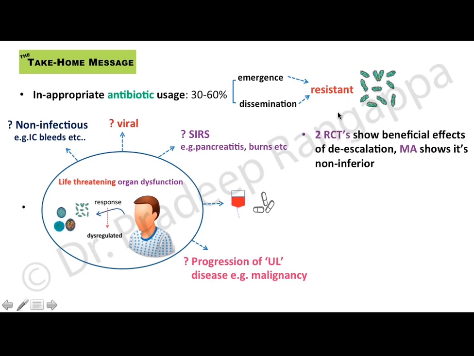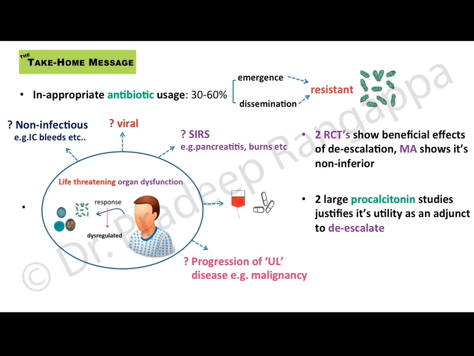And looking back at the evidence, we have seen two randomized controlled trials which show beneficial effects of de-escalation, and a meta-analysis from Japan shows that it is non-inferior to continuing antibiotics. And there were two large procalcitonin studies which justified its utility as an adjunct to de-escalate. If you are in doubt, you are unsure whether it is sepsis and your cultures have come negative, use procalcitonin. If procalcitonin is not high, then you know it is not sepsis. You stop antibiotics, that will lead to better outcomes. So this was my premise to the argument of why I would de-escalate.